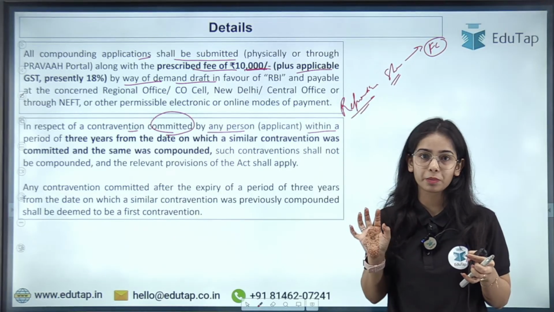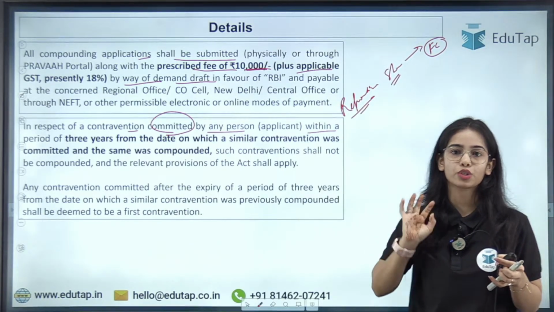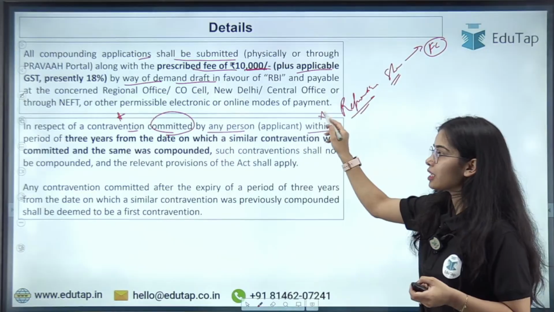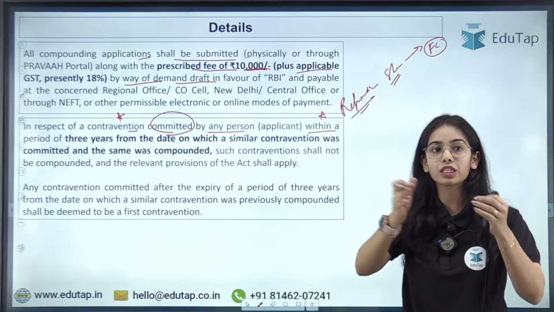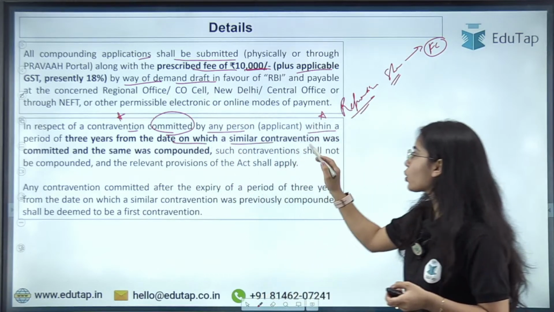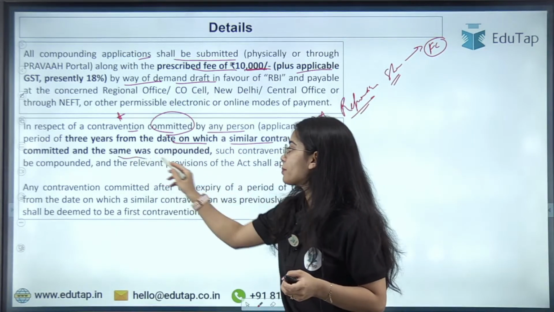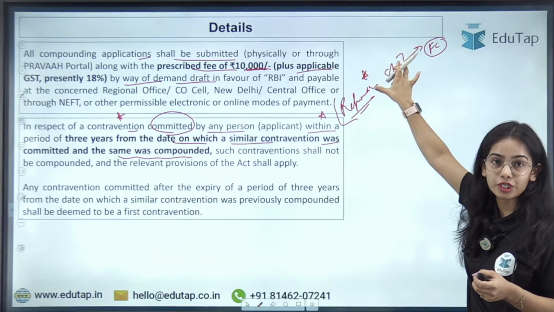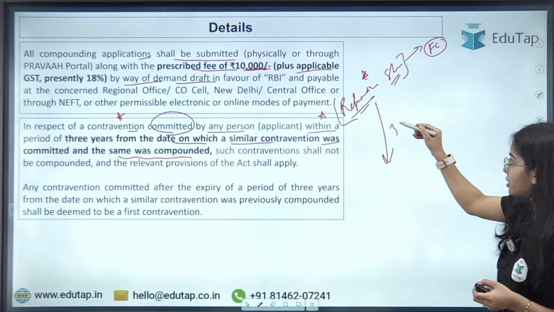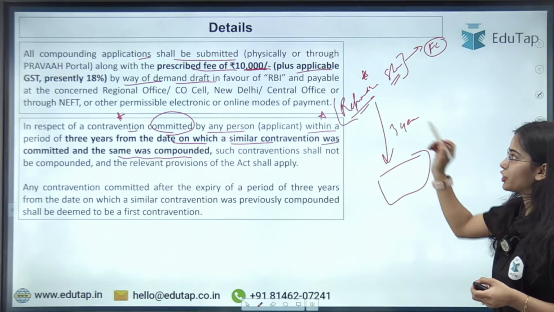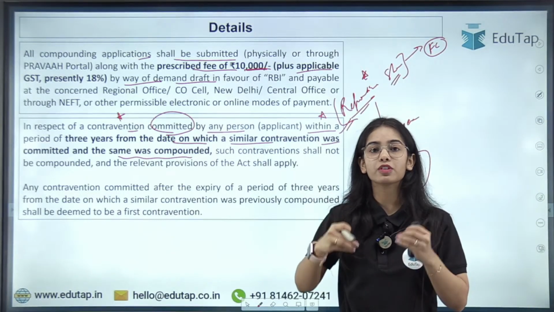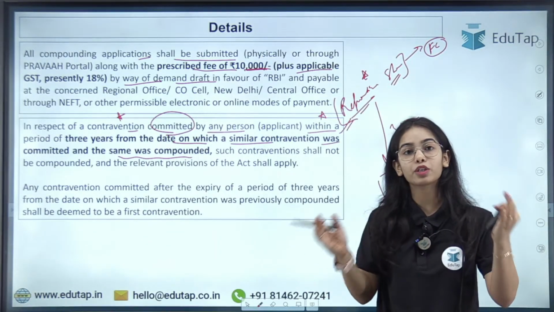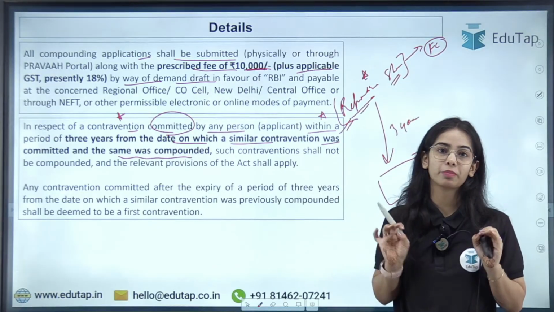That is, either you are doing it purposefully or you are not focusing on the rules and regulations of FEMA. So in respect of a contravention committed by any person within a period of 3 years from the date on which a similar contravention was committed and compounded: previously you had done this contravention, you didn't do the reporting of the shares, and the previous contravention was compounded, settled by the RBI for you. Now, if you have done the same contravention again within the period of 3 years, this contravention will not be compounded by the RBI, okay.